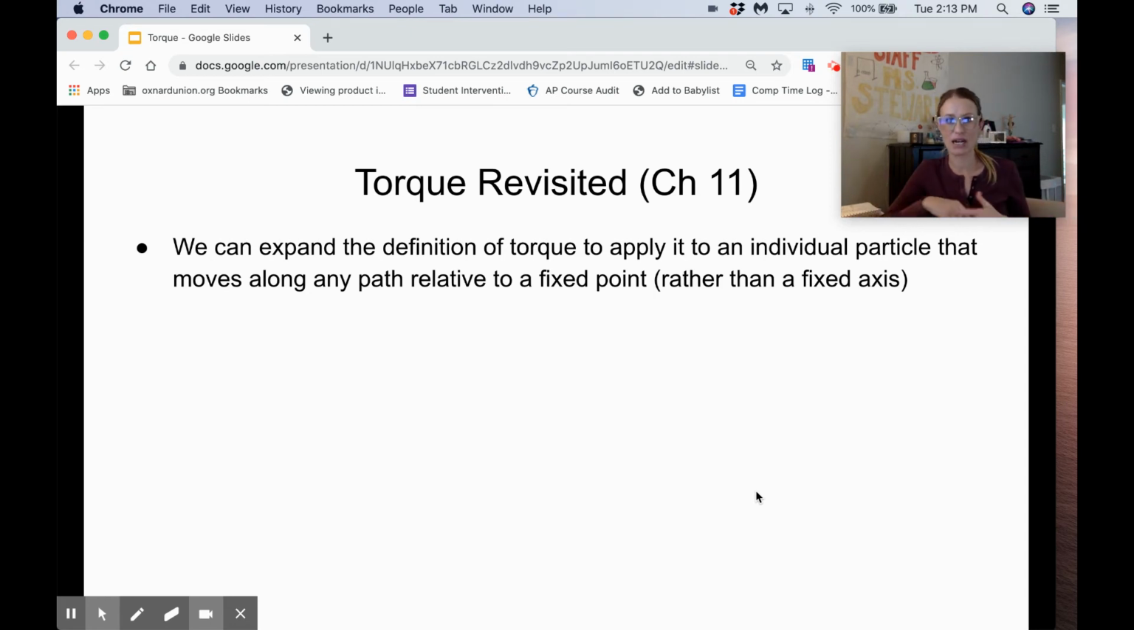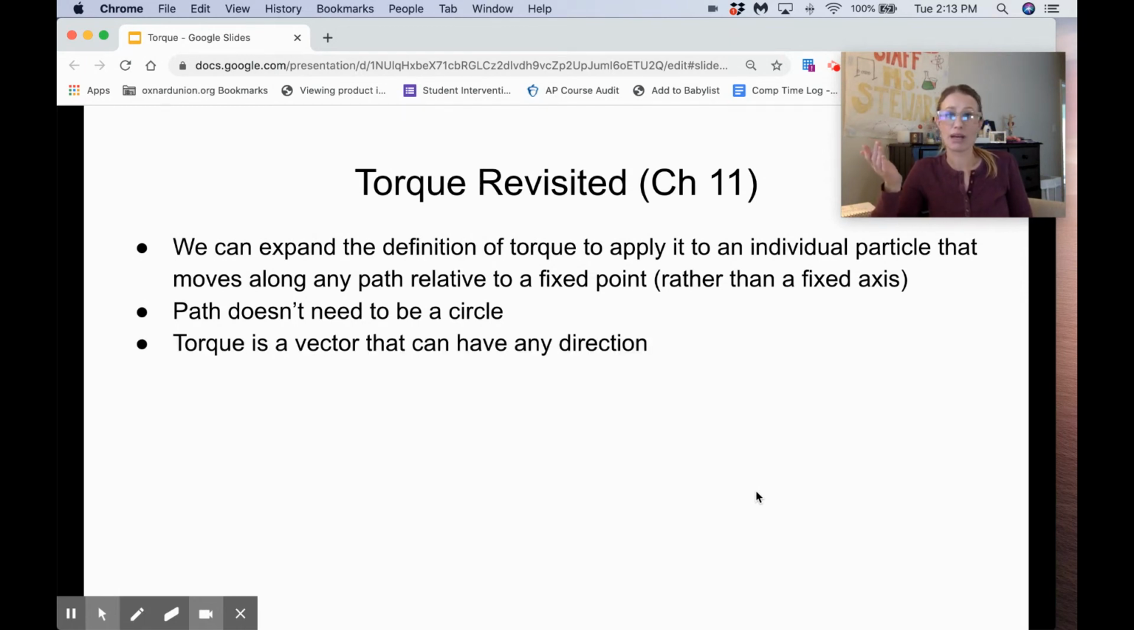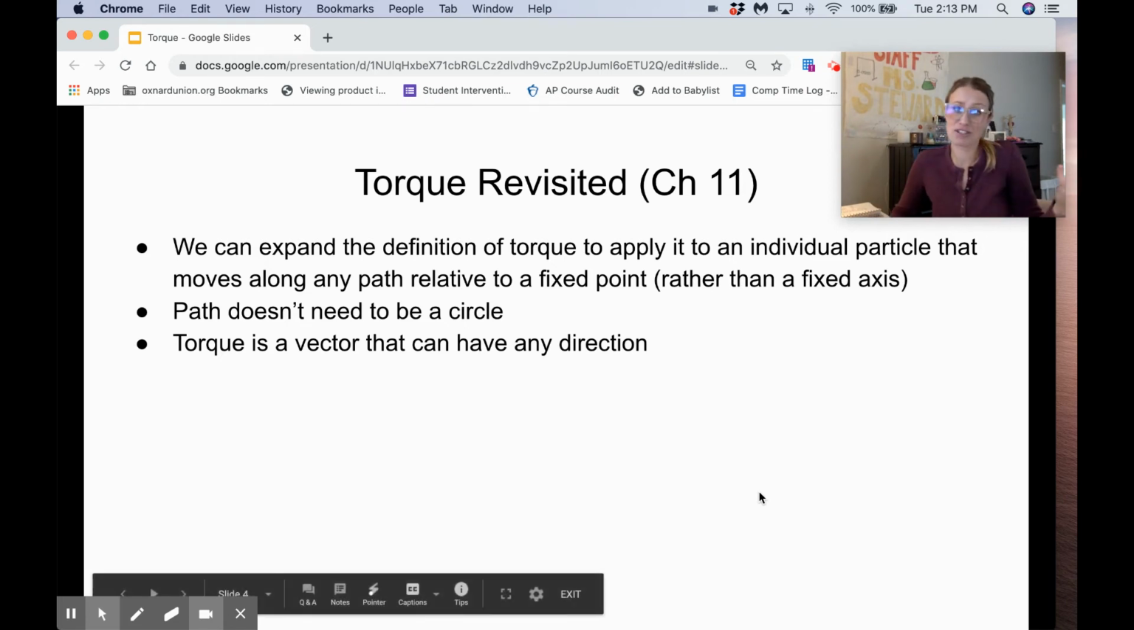I wanted to go over this now because it doesn't really even deserve a whole video, because it's the same exact equation. But now we just have any individual particle, as long as you are referencing an axis point. And that's your fixed point. It doesn't even have to be an axis. You don't even have to be rotating around that axis. The path doesn't need to be a circle, but we can still say that object has a torque about that fixed point. Kind of weird, but that's our definition of torque.